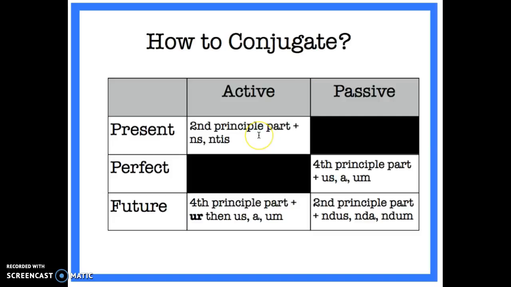So first, the present active is going to be the second principal part plus ns and ntis. And then the passive is going to be the fourth principal part plus us. The active future is the fourth principal part plus urus. And the passive future, also known as the gerundive, is the second principal part plus ndus, nda, ndum.